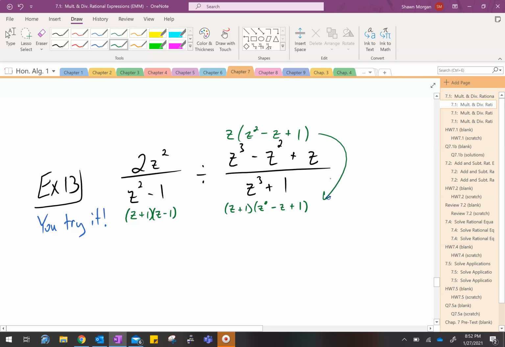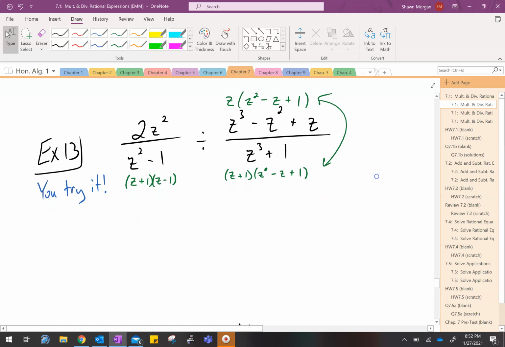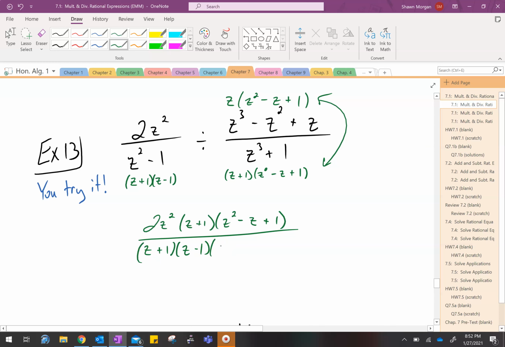And we want to flip that fraction, okay? So what's left up top would be 2z squared, z plus 1 from the denominator of that second fraction, and then that trinomial. And then what's on the bottom, z plus 1, z minus 1, and then we'll put the z up front from the numerator of that second fraction, and z squared minus z plus 1, which now we're free to start canceling some things out. Those absolutely do match up.